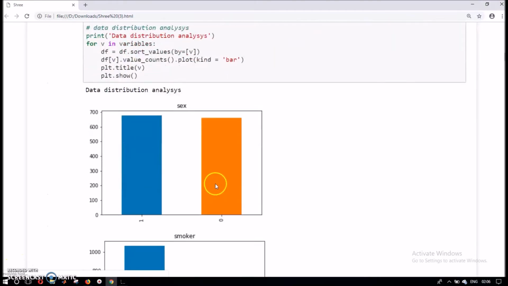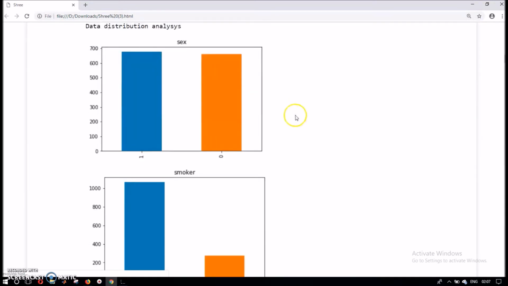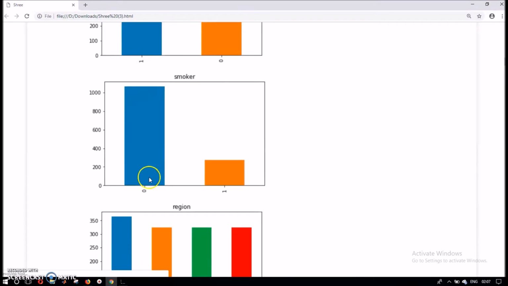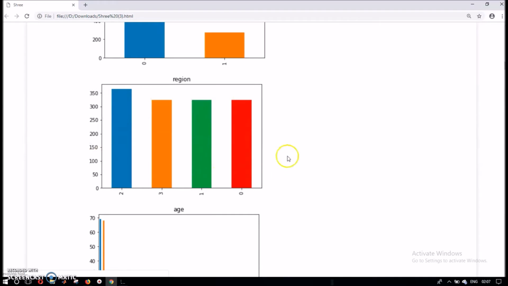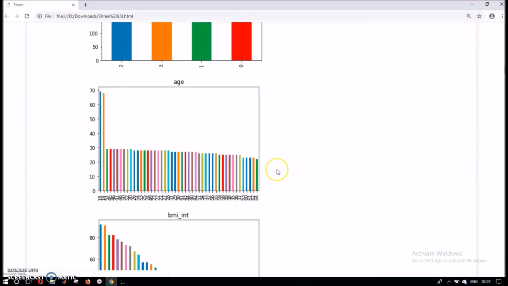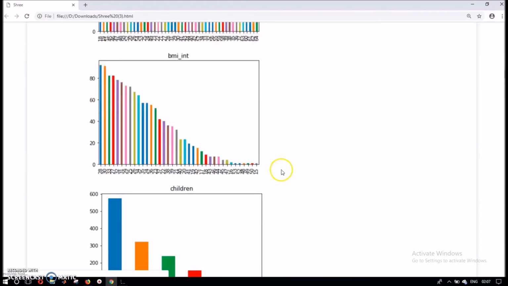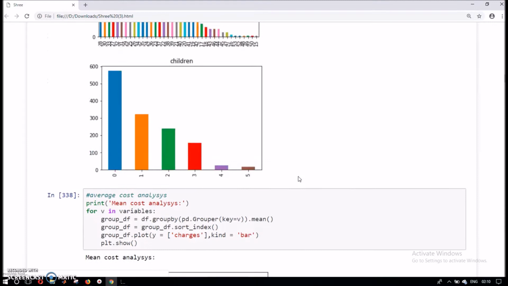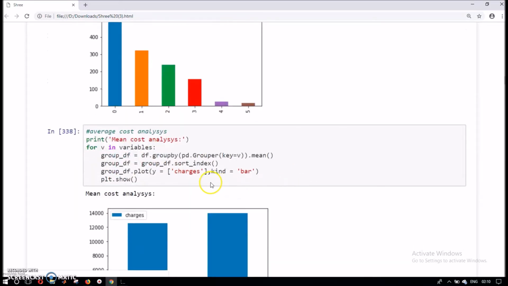Now following are the plots of data distribution of each of those 7 attributes. 1 and 0 correspond to male and female here. This 0 and 1 is non-smoker and smoker. This corresponds to 4 different regions of the USA. These are different age patterns that we have. And these correspond to different BMI values. In our dataset, the target attribute is charges.